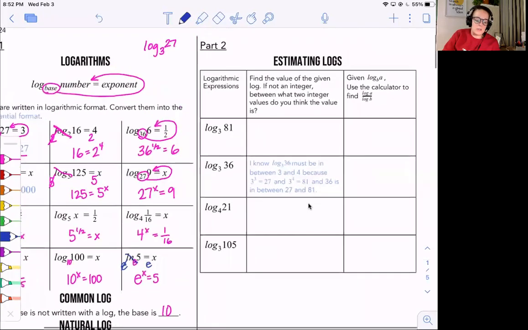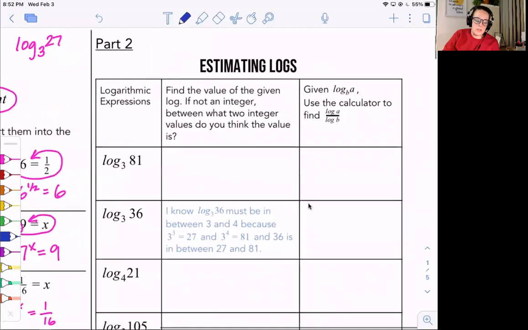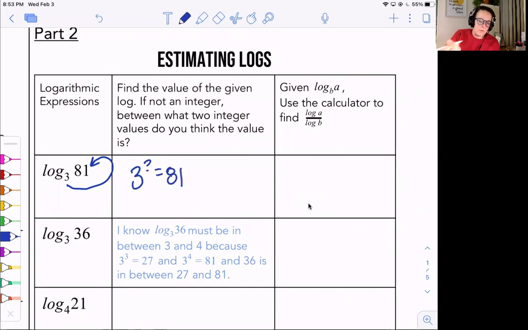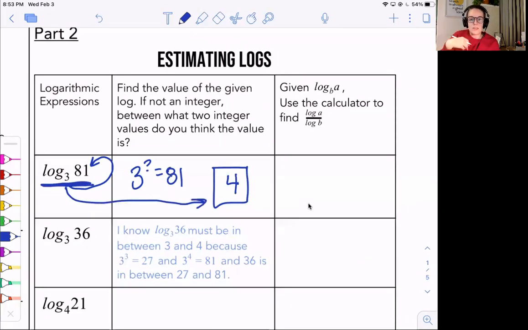Now we're going to talk a little bit in part 2 about estimating logs. In order to estimate logs, we want to figure out 3 to the power of what is going to give me 81. You might say, oh, well, 3 to the power of 4 is 81. So the answer to log base 3 of 81 is the number 4. That's how we can estimate them.